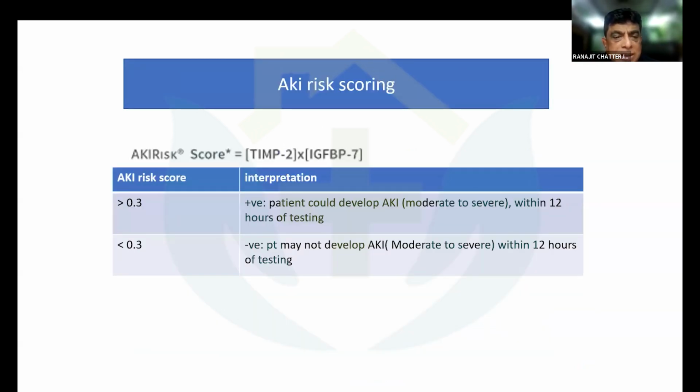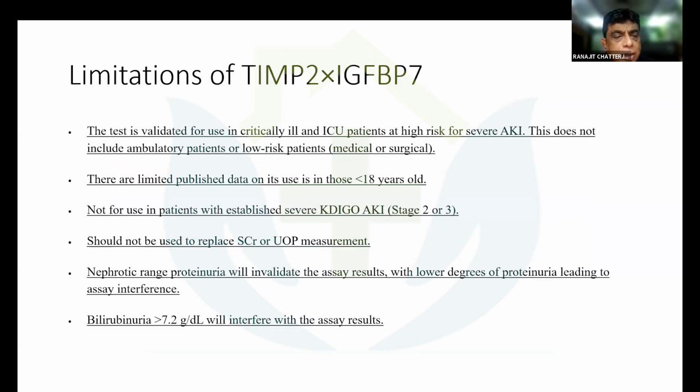Again, TIMP2, IGFBP7 more than 0.3 indicates that within 12 hours the patient might develop severe AKI, and less than 0.3, you don't have to worry much. And there are certain limitations. Two of them you have to remember, the last two: nephrotic range proteinuria and bilirubinemia. Remember, it has limited published data on patients less than 18 years of age.